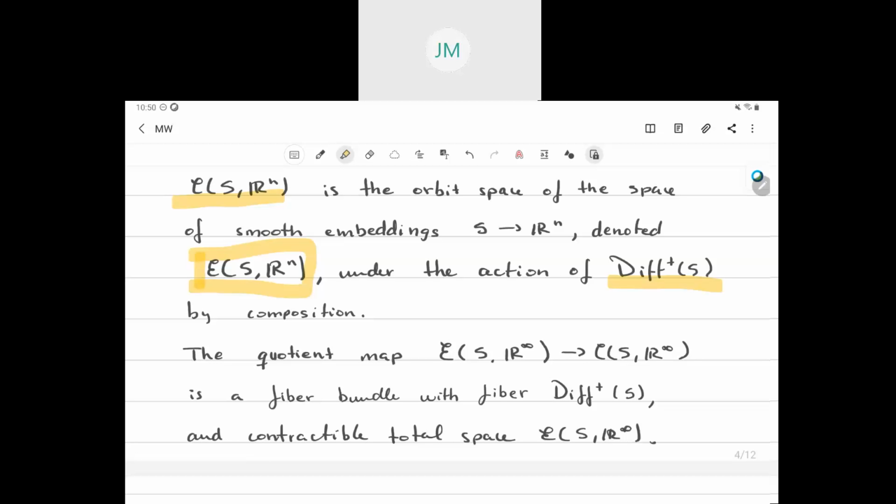Okay, so you can kind of think of this E thing as like ordered configurations. It's like surfaces in R^n with a parameterization. And then the C(S, R^n) is like surfaces in R^n without a parameterization, if that's helpful. Yeah, exactly. So modding out under this action is kind of losing that, forgetting about that parameterization.